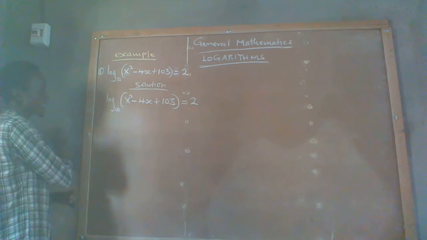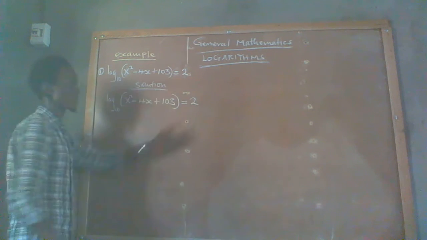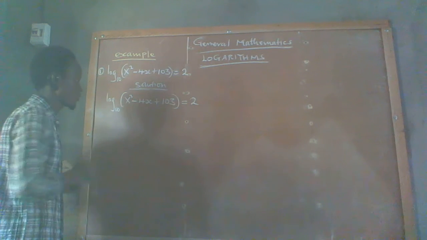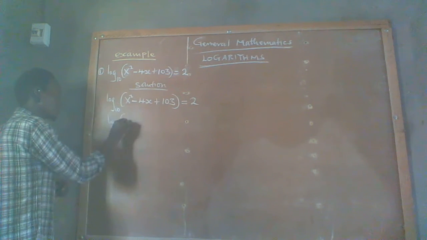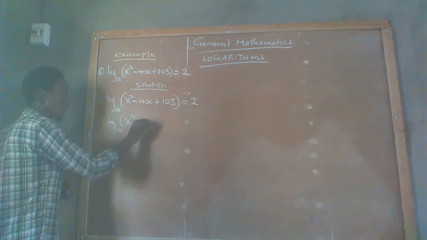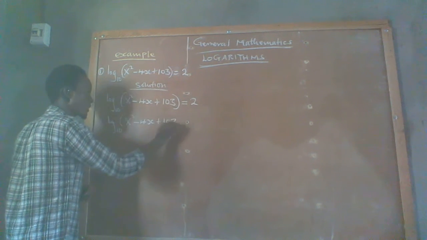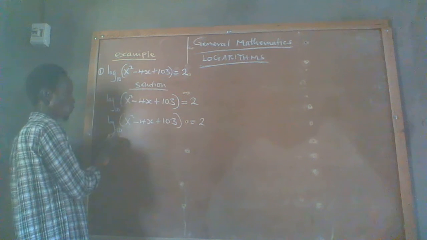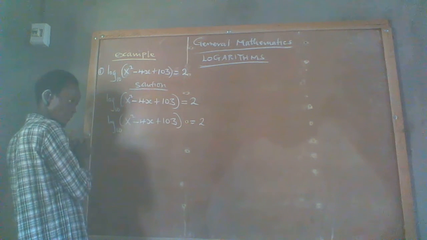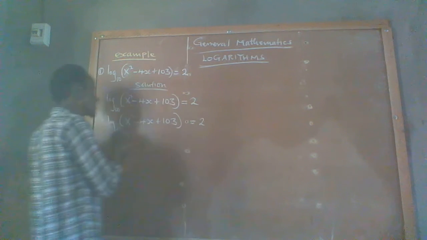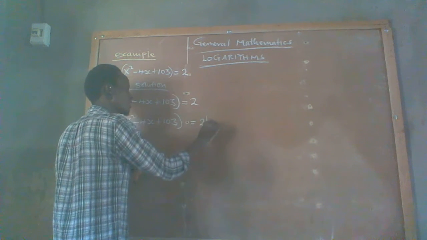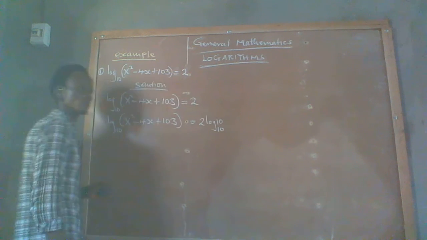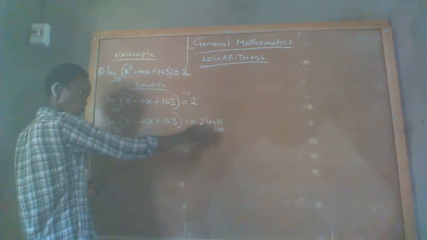So now on the left hand side we have log base 10. On the right hand side we have just 2. But see what we're supposed to do to make life easy and comfortable. Now we say log 10 of x square minus 4x plus 103 equal to 2. Because here we have log base 10 on the left hand side and on the right hand side we have 2, since the base here is 10, we are now going to say 2 log 10 to the base 10, okay?